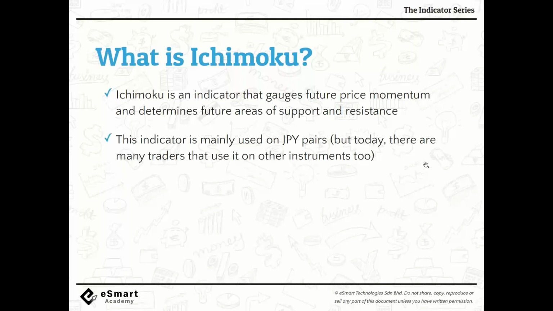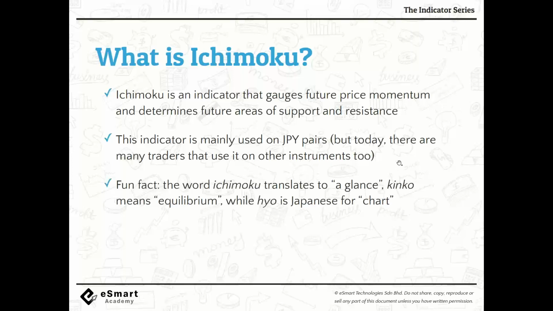And of course, some background information so that you understand where this indicator originated. It is mainly used on Japanese pairs, but with today's technology, many traders also use it on other instruments, not only the Japanese yen pairs. The name itself gives the clue that this indicator originated from Japan, and naturally, that's the reason why it was mainly used on the Japanese pairs.